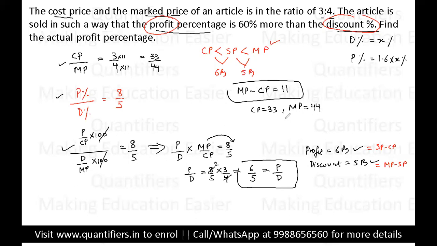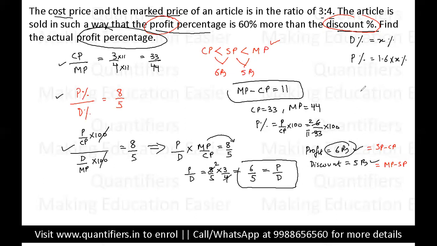Now students, the question asks for the actual profit percentage. If we know the cost price and we also know that there is a profit of 6 rupees, we can easily find the profit percentage. Profit percentage is nothing but profit upon cost price into 100. We know the profit, that is 6. Cost price we have calculated is 33. So now you can easily calculate it. This comes out to be 2 by 11.